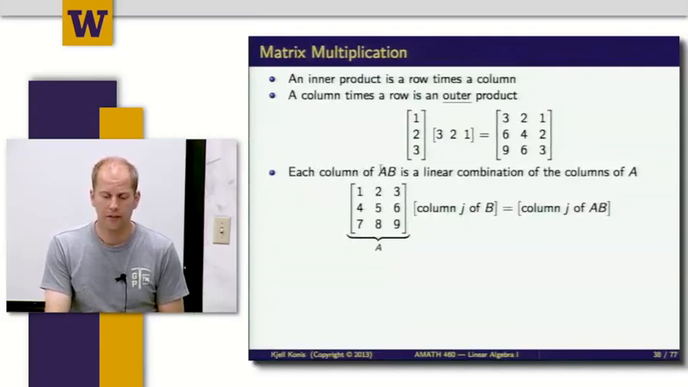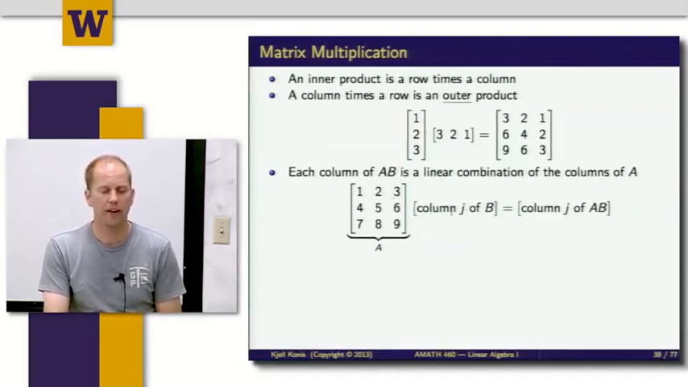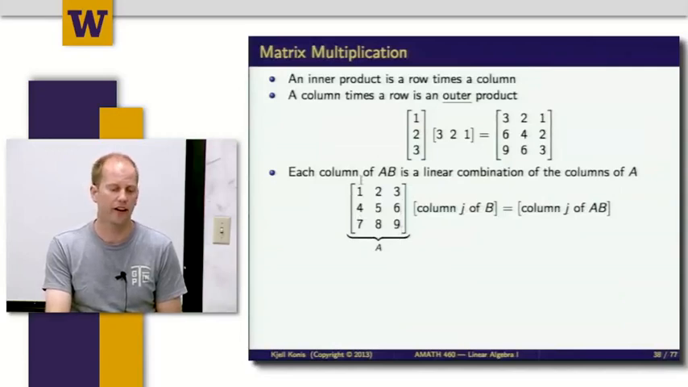Then some useful facts about matrix multiplication. Each column of AB is a linear combination of the columns of A. If I look at A times a column of B, this is exactly the same thing I was doing when I was multiplying a matrix times a vector. And I said that I could interpret that using my column picture as a linear combination of the columns of A. And so each column of the product is going to be a linear combination of the columns of A.